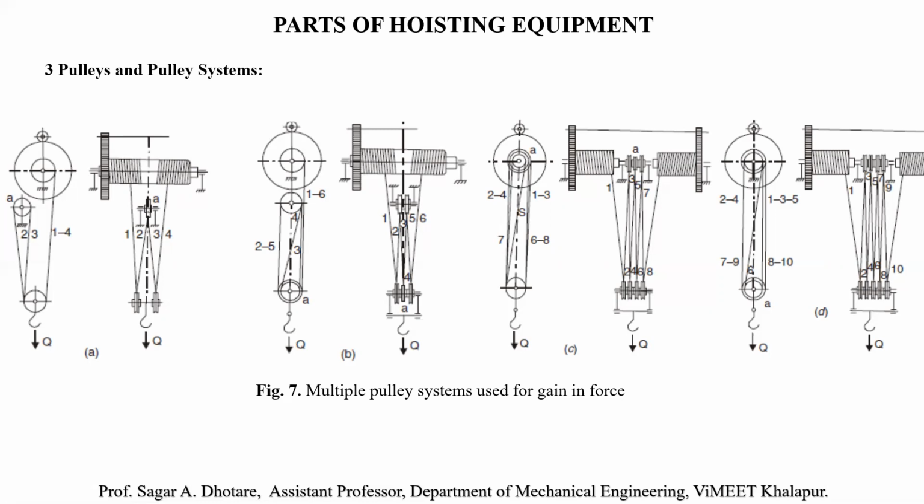With the use of a multiple pulley system, the force acting on the rope is reduced and the size of the rope also gets reduced. Consequently, the diameter gets reduced. This reduces the size, weight and cost of the entire mechanism, which is shown in figure number 7. The multiple pulley system is used for gain in force. In the multiple pulley system, the load is hung from more than one pulley mounted on a common shaft.